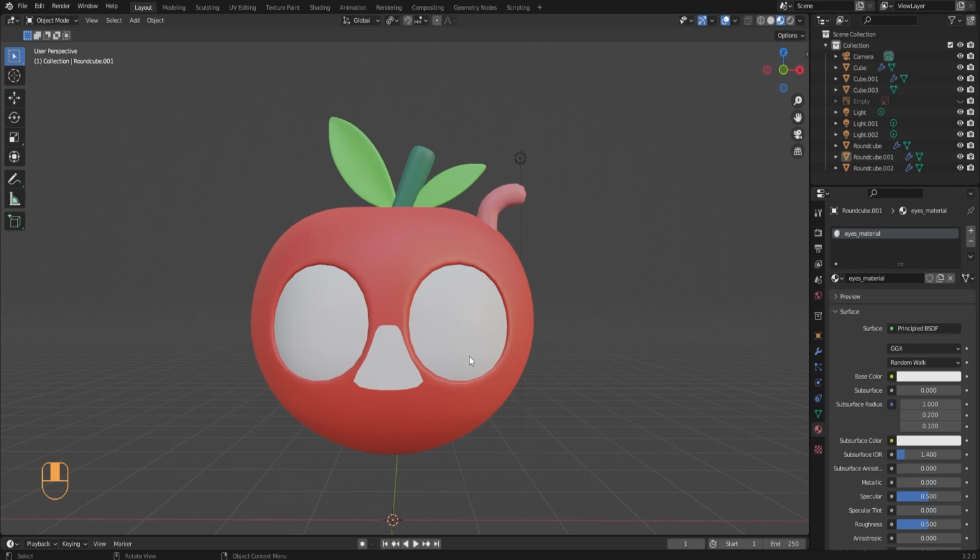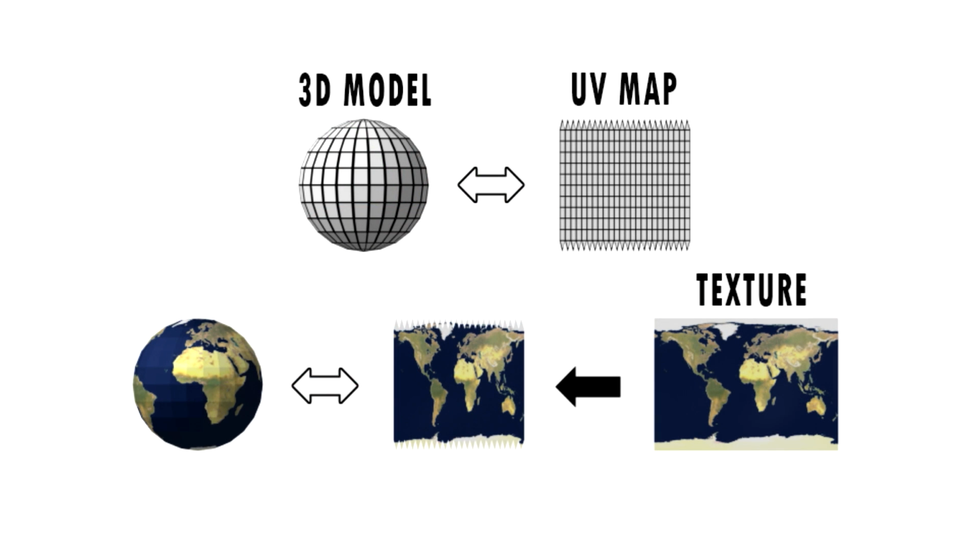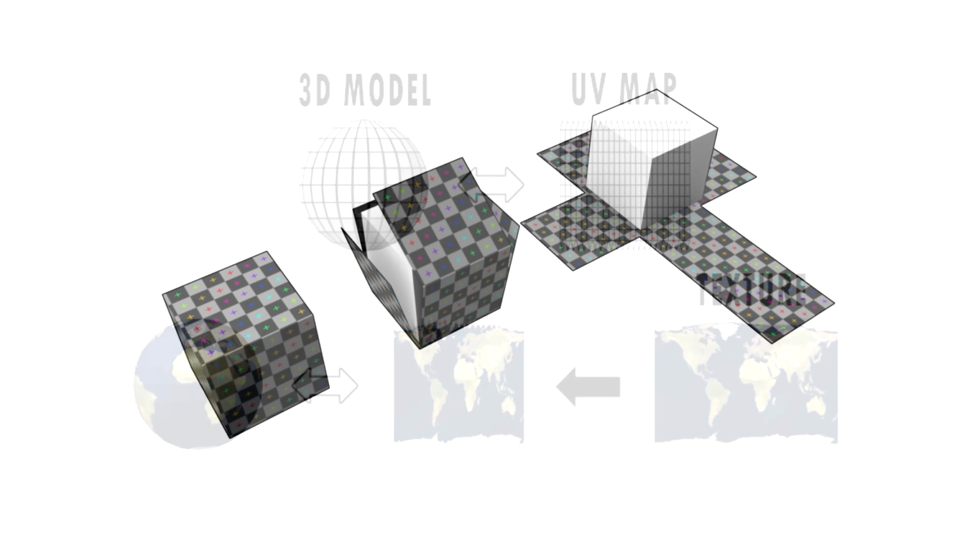Next, we want to paint the eyes and the mouth. In order to be able to paint on them, first we need to UV unwrap them. Let me quickly explain what that means. A UV map is the flat representation of the surface of a 3D model, and it's used to easily apply 2D textures to a 3D object. The process of creating a UV map is called UV unwrapping.